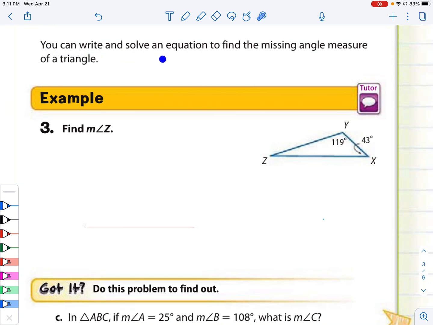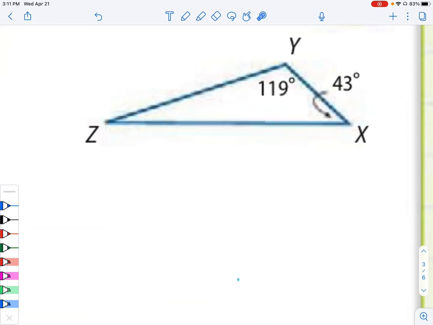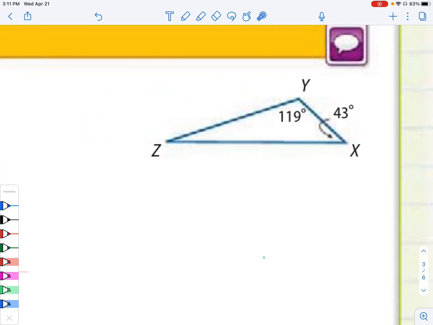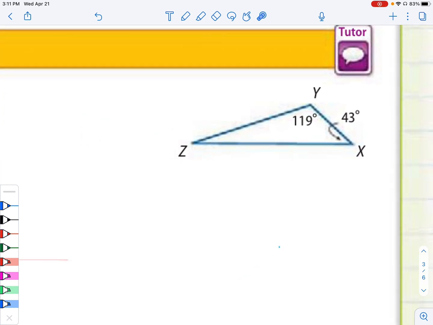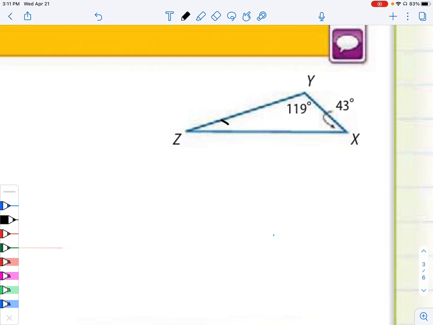Let's use angles of a triangle and see how it works in the next example. So you can write and solve an equation to find the missing angle measure of a triangle. Let's take a look at this triangle right here. This is 43 degrees as indicated by the arrow. This is 119 degrees, which is an obtuse angle. And this one we don't know. So we want to find the measure of angle Z. Remember, the measure of angle Z is this one right here.